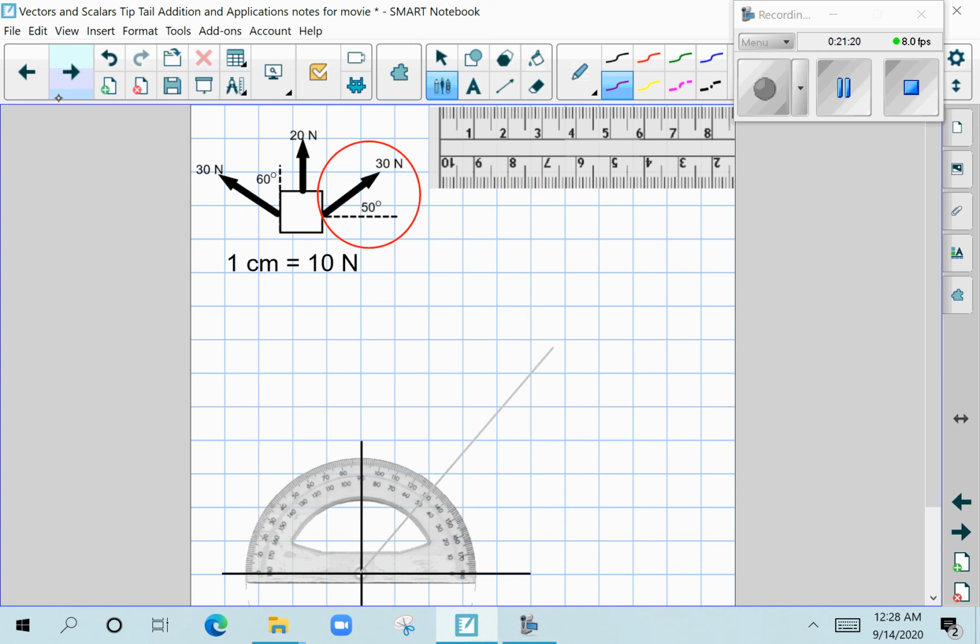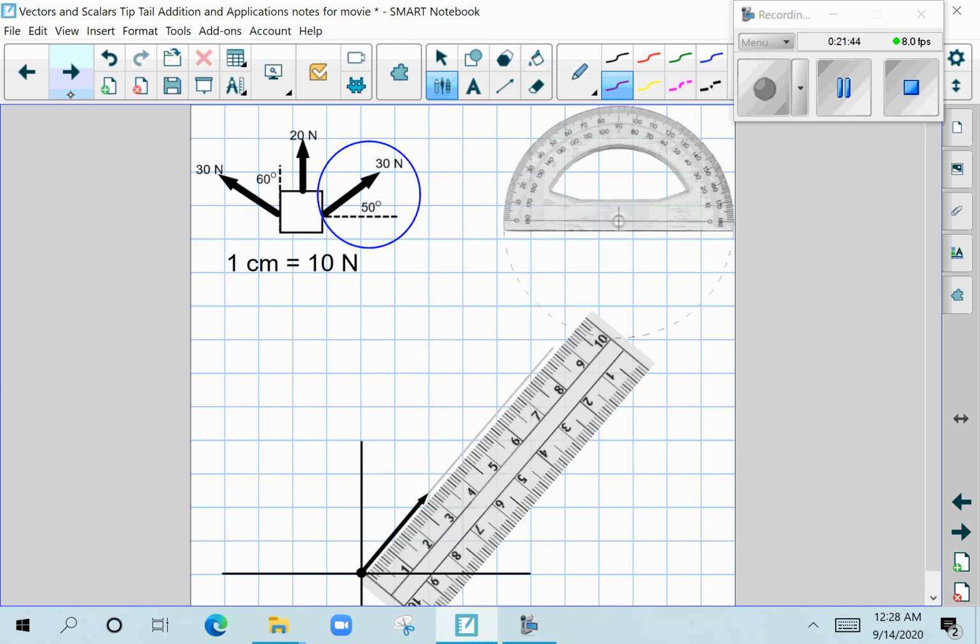Since it's at 50 degrees above the positive x-axis, the trick that you can do is draw out a thin line that is 50 degrees using your protractor. Now this line is way too long, but I'm not actually going to use this line for my vector. I'm going to simply measure along the line and then draw out my vector off of that. So using my ruler, I now measure a vector that is 3 centimeters long because 30 newtons divided by 10 newtons is 3 centimeters using my conversion factor that we had selected earlier on.